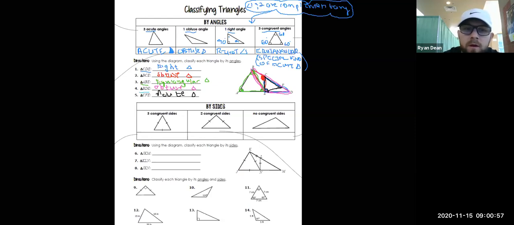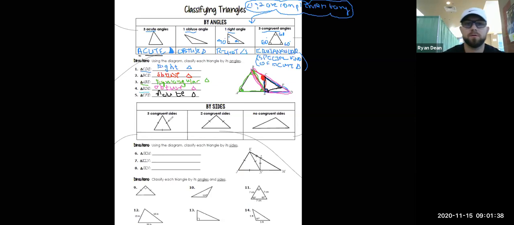Now my corny little way to remember some of these: acute is a cute triangle, literally 2 words, a cute triangle. So when we tend to think of cute things, a cute dog is typically a tiny dog or a small dog, or when we think of cute people, babies are cute, right? Babies are small. So acute triangles go with the smallest angles, which are acute angles. Obtuse triangles are larger, and then the right triangles, 90 degrees.